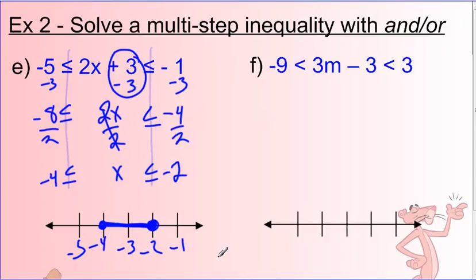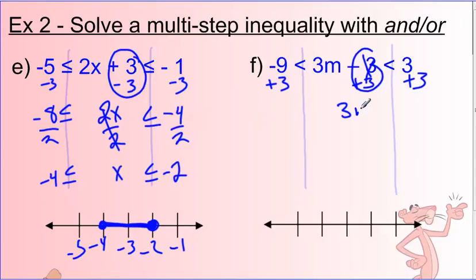Letter F, we've got our two separate sides again, so I'm going to separate. We need to add 3 to cancel him out. So we add 3 to all the sides. So we get a 3m in the middle. On this side, we get 6. On this other side, we get negative 6. Divide by 3 to get the m by itself. Divide by 3 on all the sides.